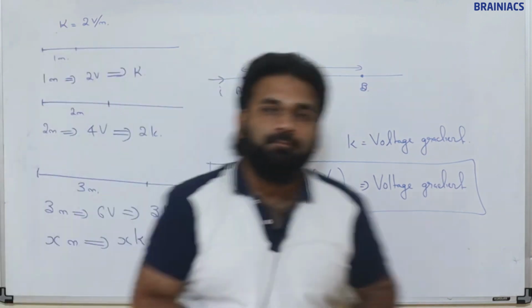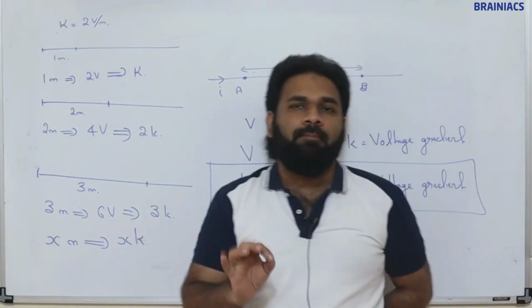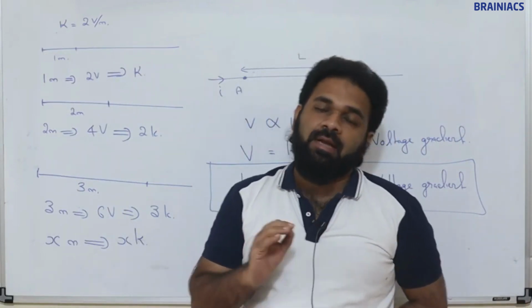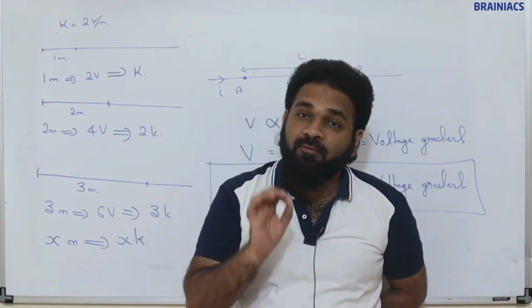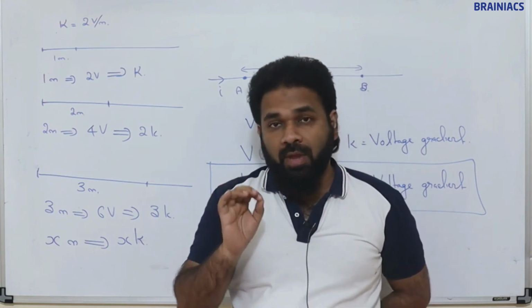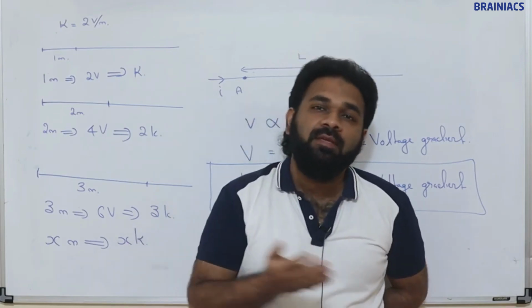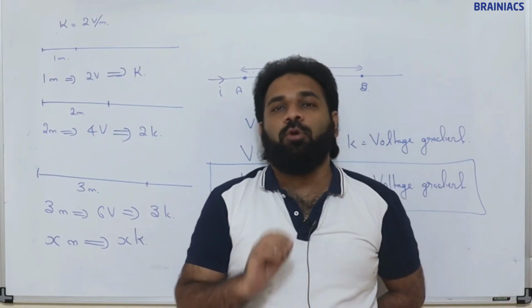Clear or what? Okay, so the concept is simple. I repeat, voltage drop, or potential difference, is directly proportional to length. So that is nothing but V is equal to K into L. V is proportional to L, V is equal to K into L. What is K? K is nothing but the potential gradient.